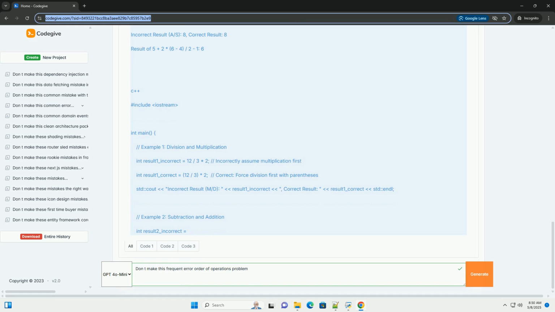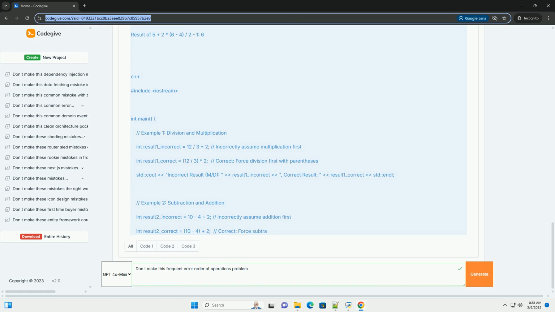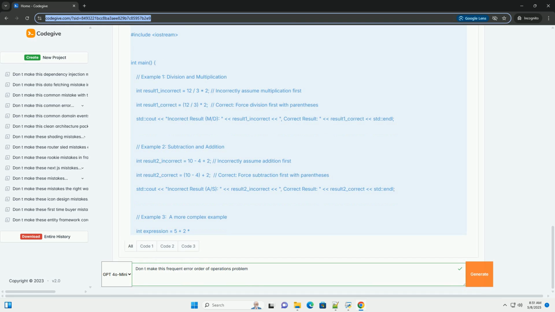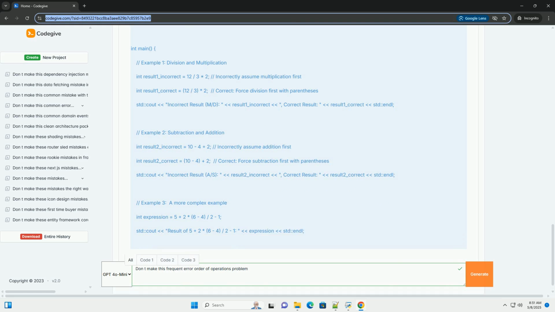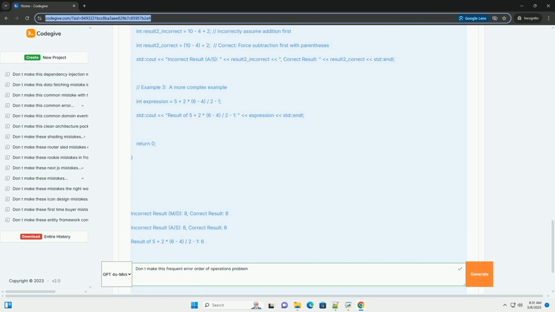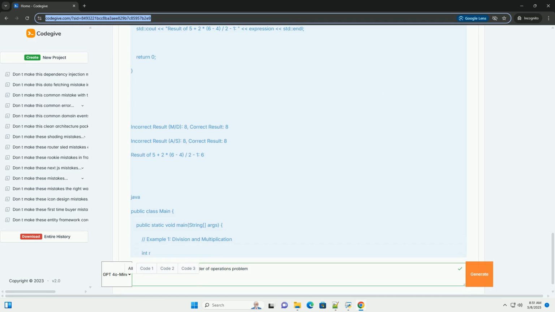Why order of operations matters. Computers, like humans, follow specific rules when evaluating mathematical expressions. Without a defined order of operations, the same expression could yield multiple different results, making calculations unreliable and programs unpredictable. Think of it like a sentence in English: the order of the words drastically changes the meaning. Similarly, the order in which operations are performed profoundly impacts the numerical outcome.